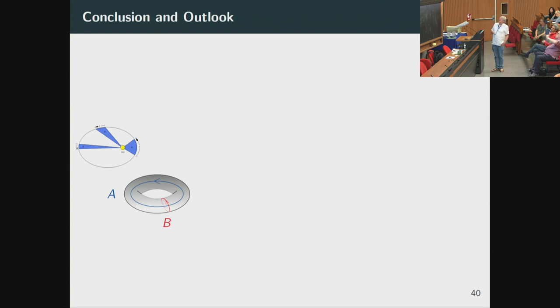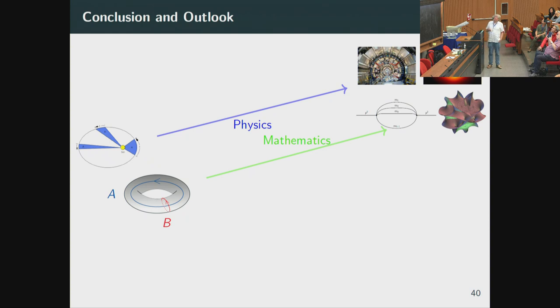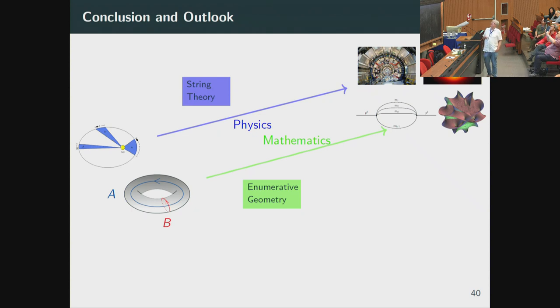And so the conclusion is, okay, these Calabi-Yau periods appeared in physics in the Kepler problem very early. And physics and mathematics have developed, of course. And on the way, we have seen all kinds of amazing things about these Calabi-Yau periods, in particular with respect to enumerative geometry.